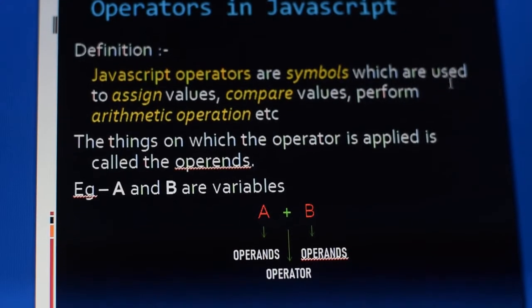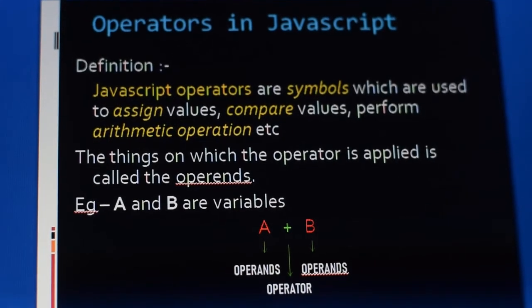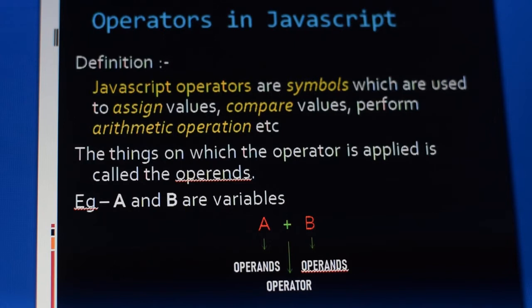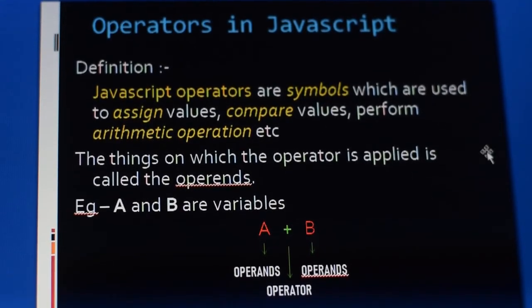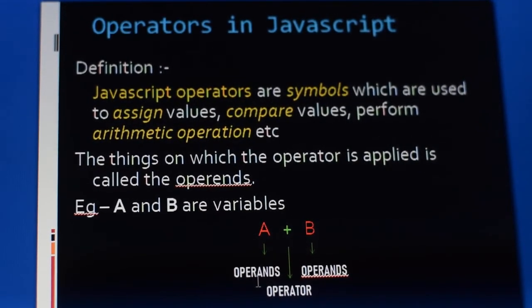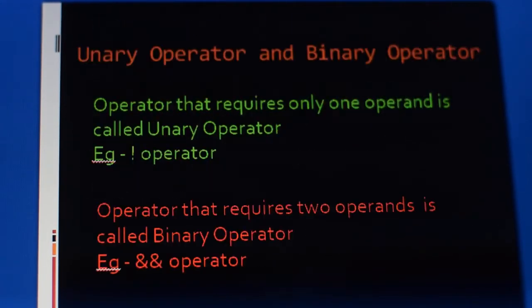Operators in JavaScript. JavaScript operators are symbols which are used to assign values, compare values, perform arithmetic operation, etc. So JavaScript operators are nothing but symbols, and they assign a value, compare a value, and perform arithmetic operations. The things on which the operator is applied is called the operand. For example, A and B are variable. Here you see A is an operand, B is an operand, and plus sign is the operator.